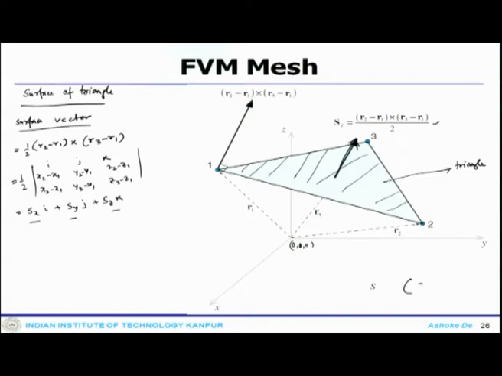If one of them is 0, it will be. So, what would be the magnitude of the area? So, the magnitude of the area equal to S, this is the surface area, which is nothing but square root of Sx square plus Sy square plus Sz square.